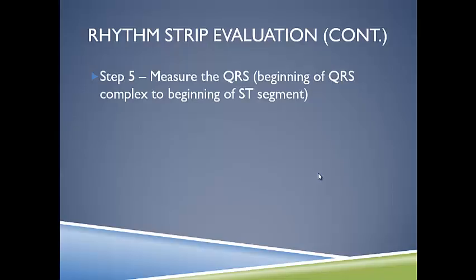Then we move on to the QRS. It's the beginning of the QRS complex to the beginning of the ST segment. Now, not everybody has a visible Q wave. Q waves are very tiny sometimes, unless the patient has had a myocardial infarct, and then they will be very pronounced. So I say it's the beginning of the complex because you cannot always determine a definite Q wave. Is it in the normal range?